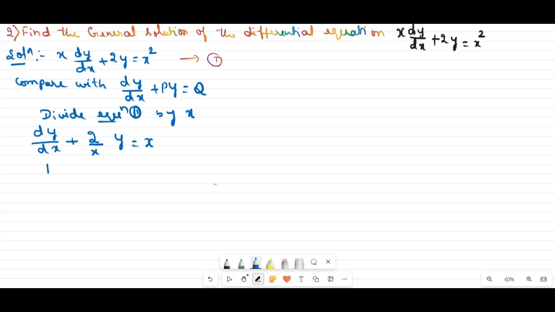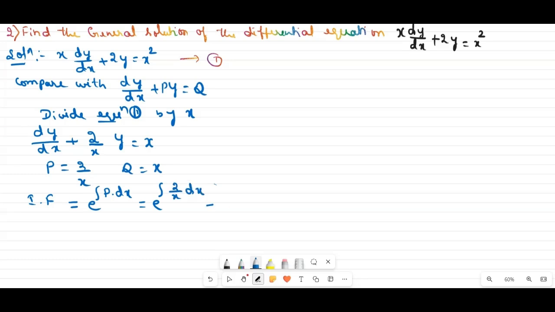So here, what is P? P is equal to 2 by x. Q is equal to x. Now, what should we do? We should find out the integrating factor. Integrating factor is equal to e to the power of integral of P with respect to x. What is P? Integral of 2 by x into dx.